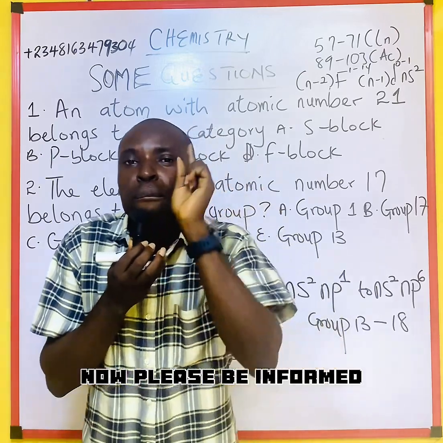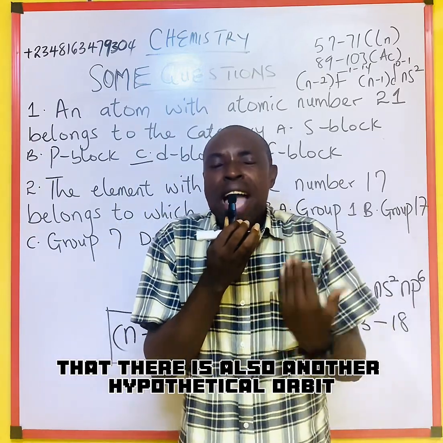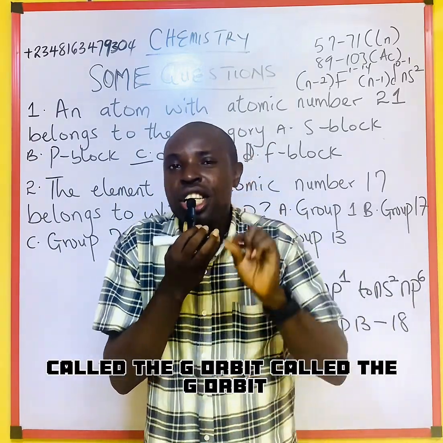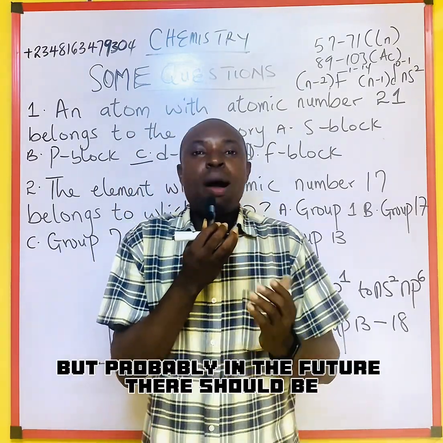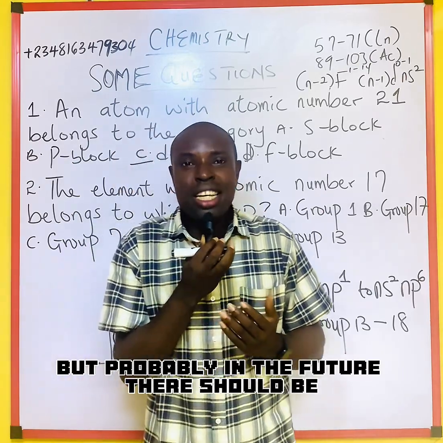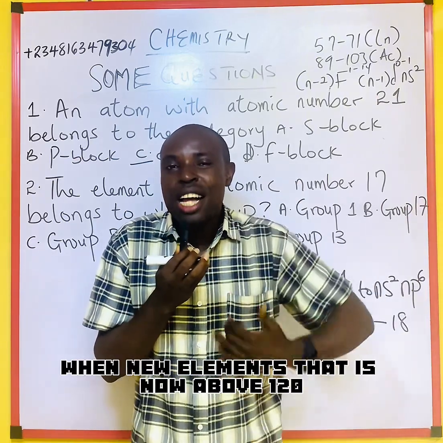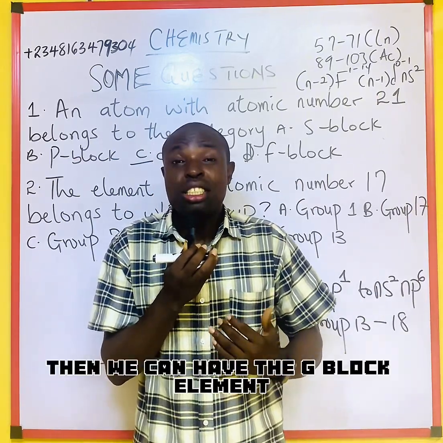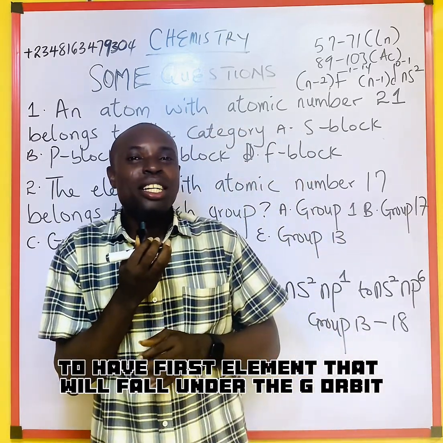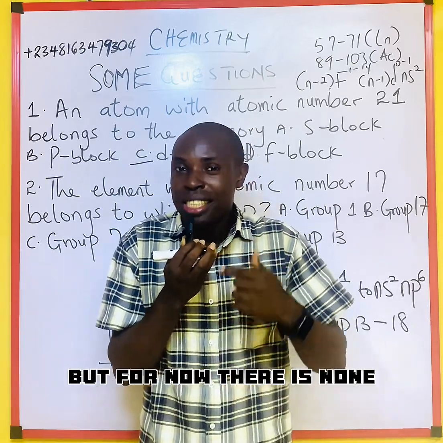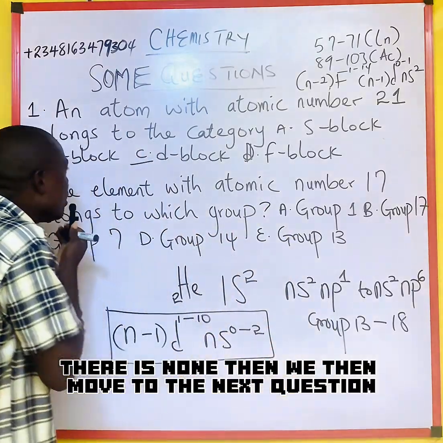Now please be informed, there is also another hypothetical orbital called the g orbital. There is no element yet, but probably in the future, when new elements above 120 are discovered, we can have the g block element, and it will be amazing to have the first element that falls under the g orbital. But for now, there is none. As I'm talking to you right now, there is none. Then we move to the next question.